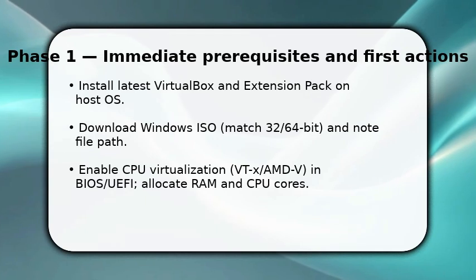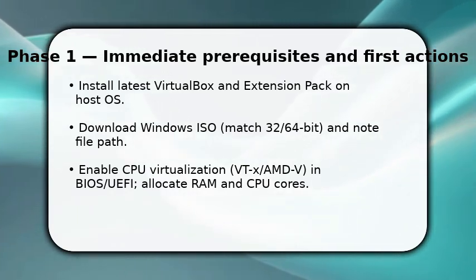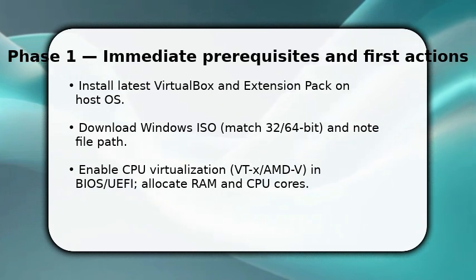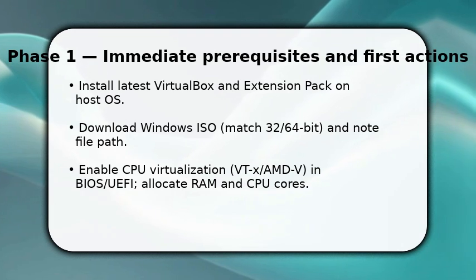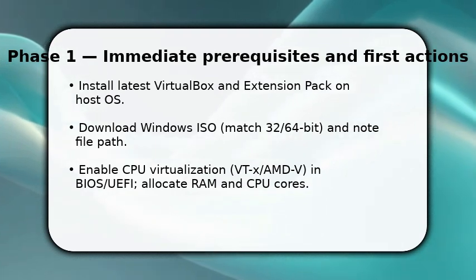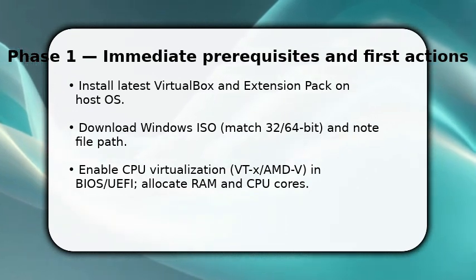You begin by preparing fast. Install VirtualBox and the extension pack so USB and networking work. Once done, download the correct Windows ISO and confirm 32 versus 64-bit. Make sure CPU virtualization is enabled in BIOS or UEFI because guest performance depends on it.